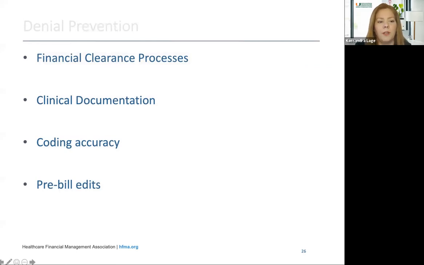Denial prevention. So as mentioned, these can happen at 3 different points: the pre-service, the time of service, or even the post-service. So for pre-service, some of the things that we should do are gather complete and accurate demographic and insurance data, complete insurance verification for all insurances listed on the account, not just the primary, understand health plan requirements, complete medical necessity screening, obtain all required authorizations, and communicate to all staff involved.